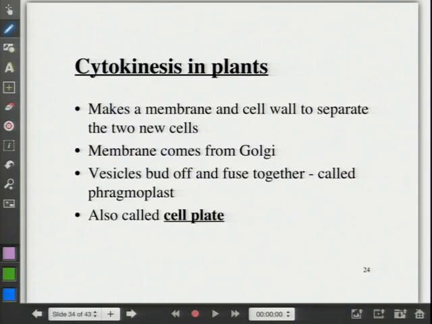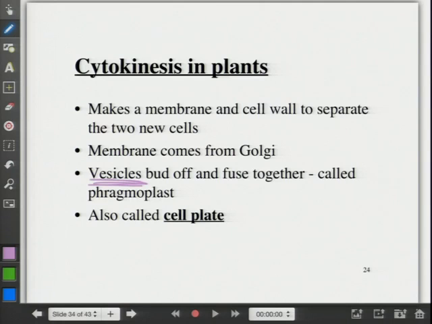In plants, they don't pinch their membrane, right? Because think about anything we know about plant cells, what do they have that animal cells don't have? Yeah, that solid cell wall, right? That carbohydrate-rich cell wall. The whole point of the cell wall is to provide structure. You can't pinch a cell wall. So what happens is they build a cell plate in the middle. They build new cell wall and new membrane down the middle. So they technically don't do cleavage. Cleavage is the pinching and the making of those two cells.